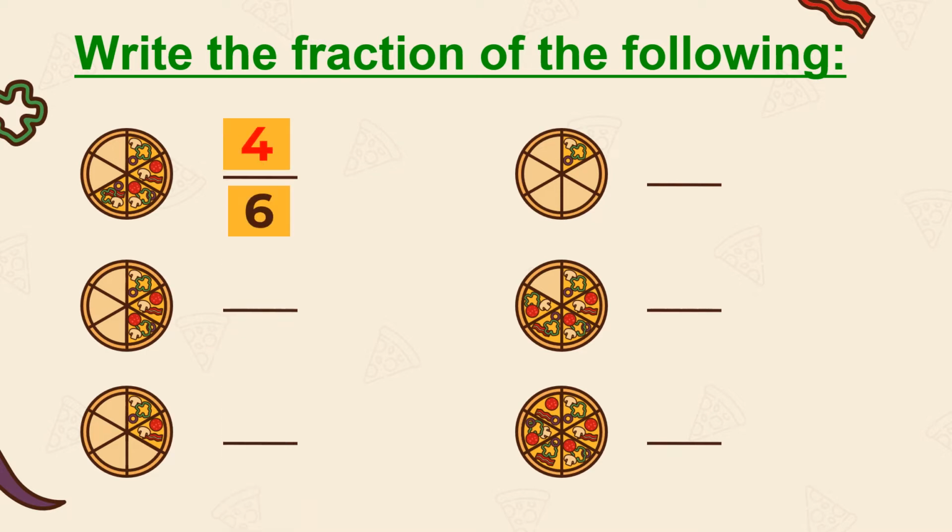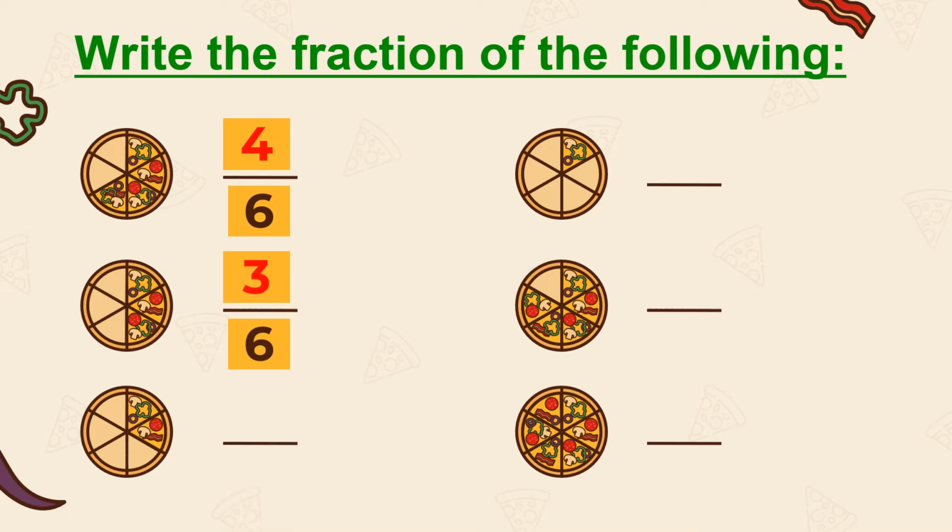So the fraction is 4 over 6. Next, total parts here are 1, 2, 3, 4, 5, 6. How many colored parts? 1, 2, 3. The fraction is 3 over 6.